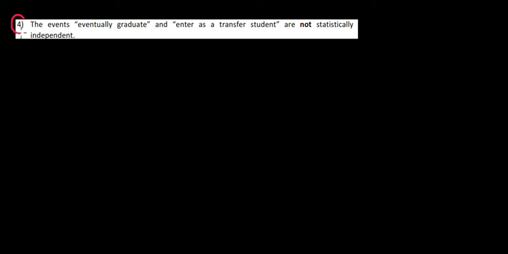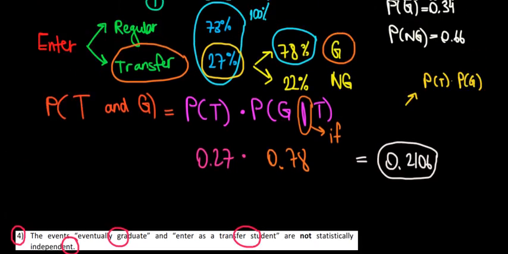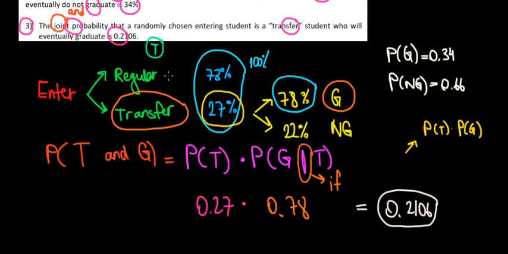Let's have a look at question 4 now. So the events eventually graduate and entering as a transfer student are not statistically independent. We actually gave the answer to this question in the previous video, but now let's also prove it with the math and we'll be completely sure. What we said is that graduating depends on whether we're a transfer student or a regular student. That's what we saw in this graph over here.